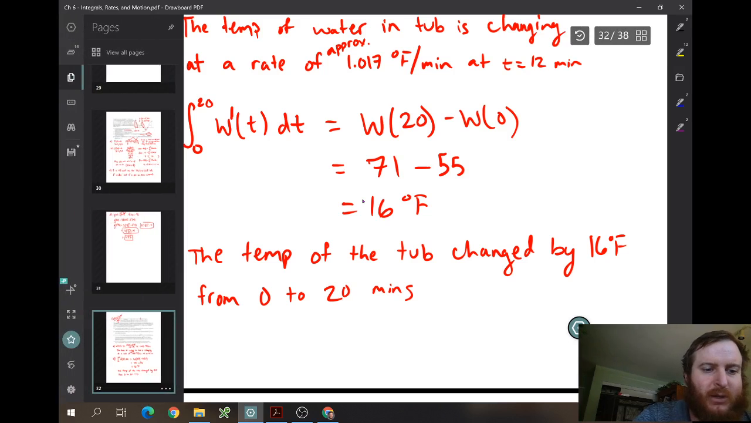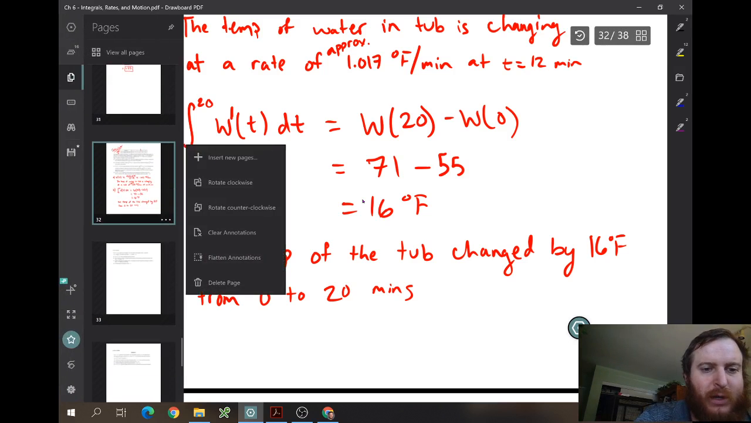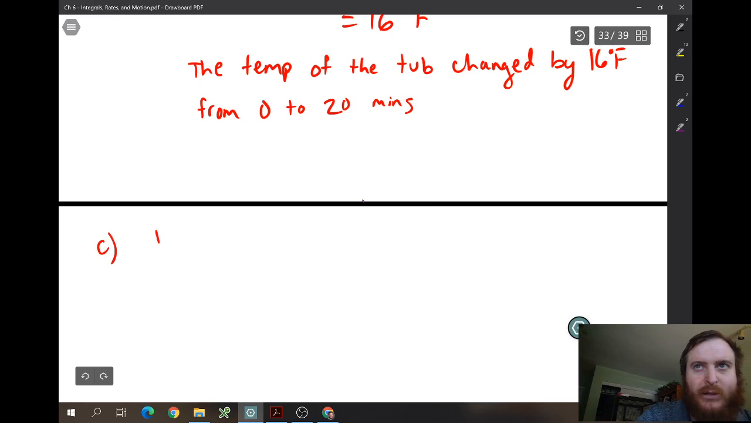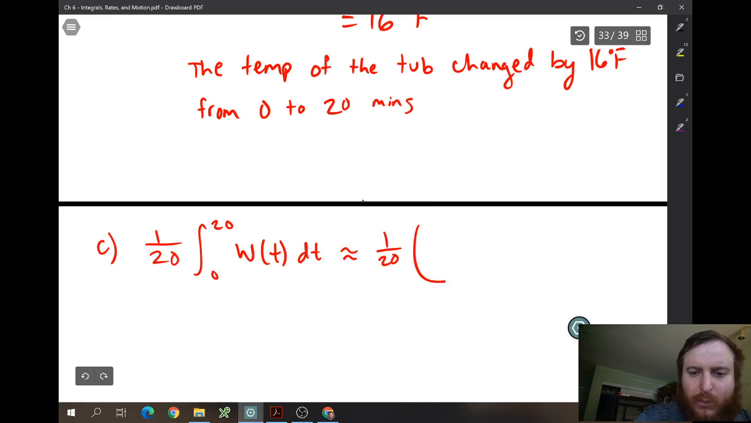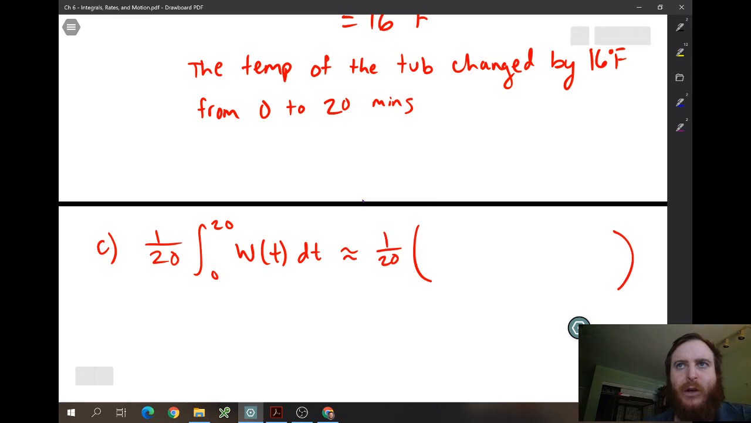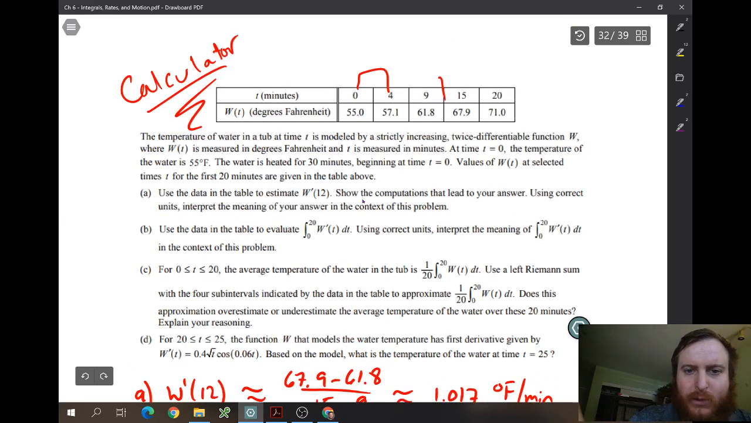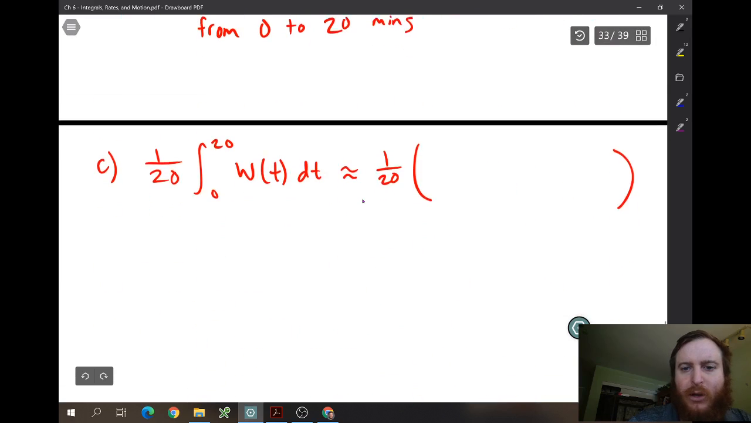Okay. So that's kind of how that works. C then asks us to now do an integral with W, and since W is in the table, that is when we are going to have to do a Riemann sum. So on C, they ask us for 1/20th the integral from 0 to 20 of W of t dt. And so we're going to say that this is approximately 1/20th. Now we need to put in a big parentheses when we do our Riemann sum, and we're doing a left Riemann sum. So that's going to be 4 times 55 plus 9 times 57.1 plus 6 times 61.8 plus 5 times 67.9. And you can type that all into your calculator, right?